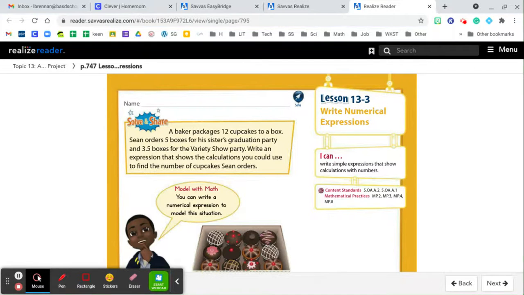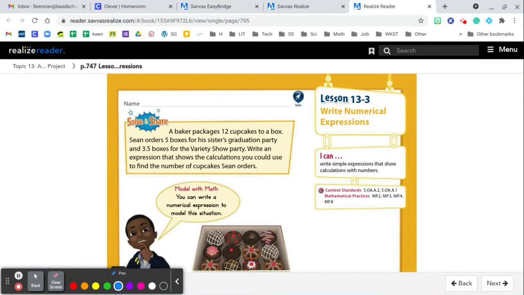All right, today we're doing lesson 13-3, Write Numerical Expressions. A baker packages 12 cupcakes to a box. Sean orders 5 boxes for his sister's graduation party and 3.5 boxes for the variety show party. Write an expression that shows the calculations you could use to find the total number of cupcakes Sean orders. So, a couple of different ways you can do this.